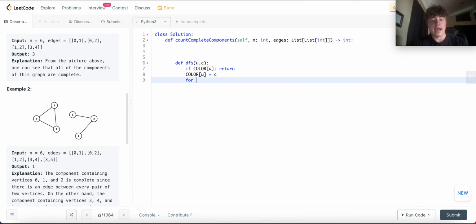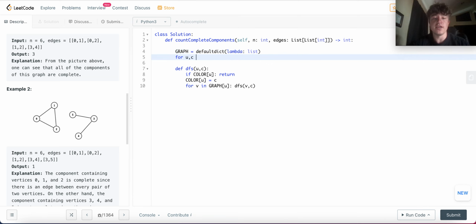So then I'm going to look at each neighbor V in some graph we're going to create right now, and I'm going to color the neighbor that same color. And that neighbor is going to do the same thing: it will color all of its neighbors the same color, and then it'll spread through. So first, let's create this graph. We'll use a default dict to make it easy, and represent all the neighbors of a node with a list of all of its neighbors.